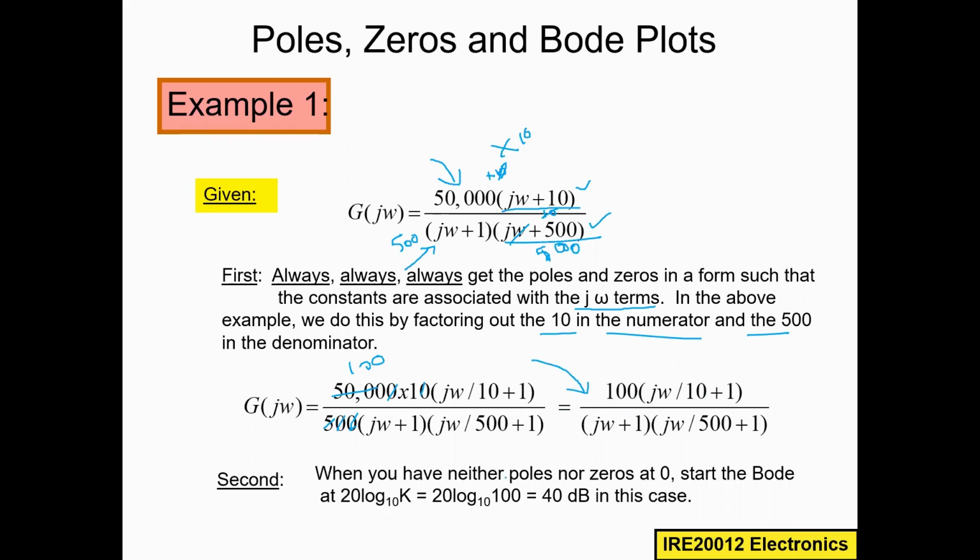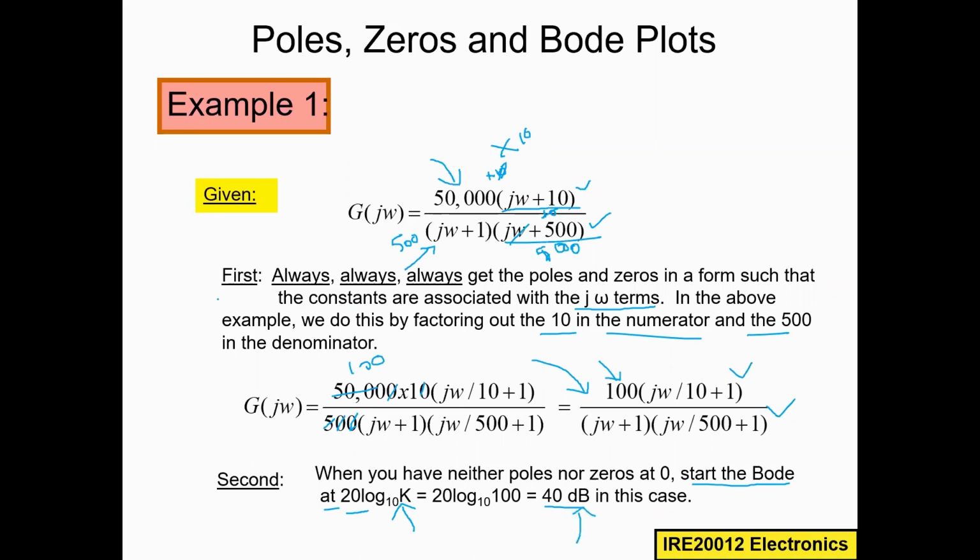Now when you have neither poles nor zeros at 0, start the Bode plot at 20 times log of K. K is the constant value. Here the constant value is 100. So log of 100 base 10, that will be 40 dB in this example. So you are using this constant value, and then you are finding where the graph should start.